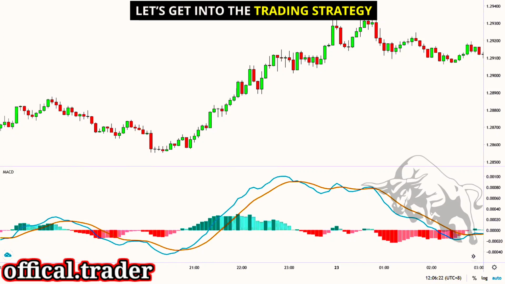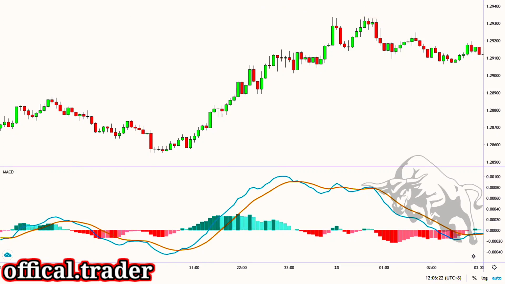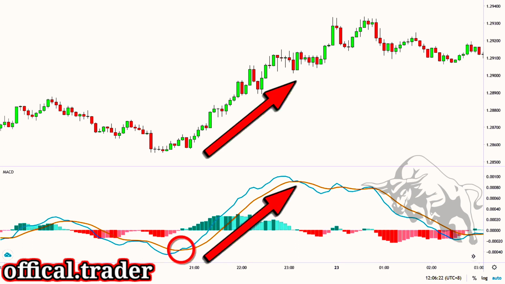Okay, let's get into the trading strategy. So the way that most people say to use this indicator is to wait for the MACD line to cross over the signal line and then enter a trade in that direction.